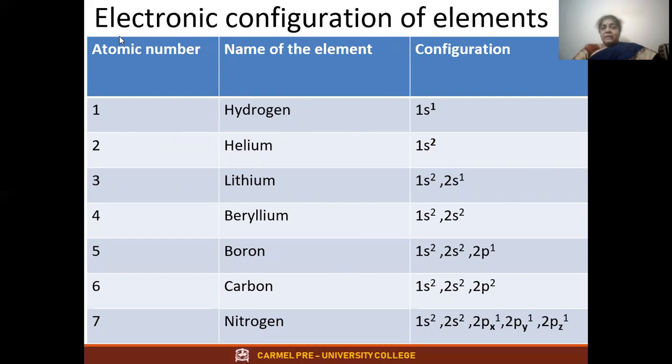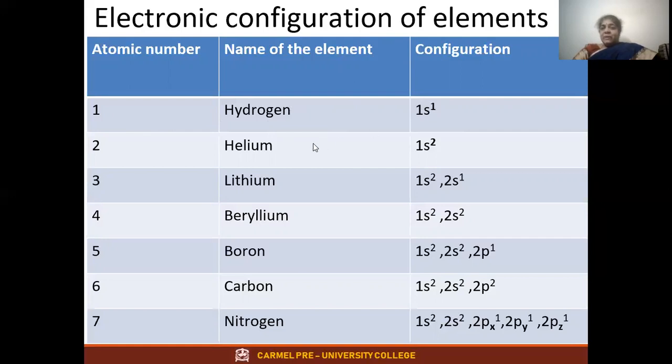Or how do you write? 1s, 2s, 2p, 3s, 3p, 3d, 4s. Write this and keep it, and then start writing the configuration. If you take the first element, hydrogen, it has only one electron. So where will the one electron go? Which is the first energy level? 1s. Put one electron there. This is how you have to write.